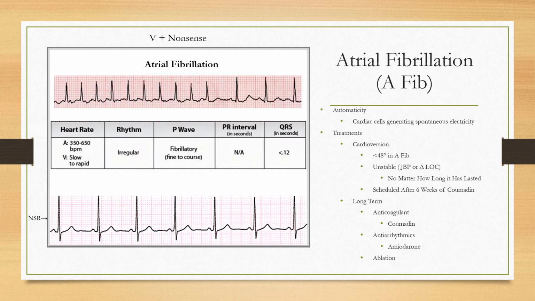Now, if someone comes in atrial fibrillation and they've been in it for a long time, say 5 days or a week or 2 weeks, we put them on an anticoagulant. We slow down their heart rate with metoprolol or diltiazem, and then we can schedule them after they've been on an anticoagulant such as warfarin for 6 weeks. We schedule them for an elective cardioversion where they come back, we sedate them, we give them pain medication, and we perform an electrical cardioversion to see if we can get them out of this rhythm.